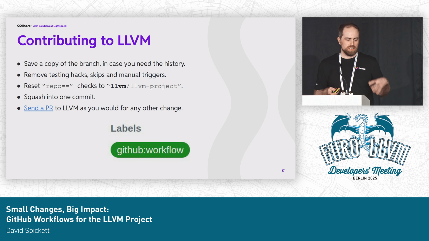So you've done all that, you think you've got your coverage. Save a copy of that branch that you've done your coverage on. It's going to be really, really messy, which is not a good thing, but it is a normal thing in this sort of development. Take out your testing hacks, point the repo checks back at upstream LLVM, squash it, and then contributing a workflow is just like contributing any other change to LLVM. And indeed, the new PR job will come and add this label to get your reviewers.